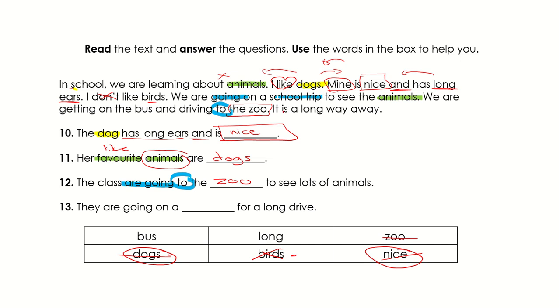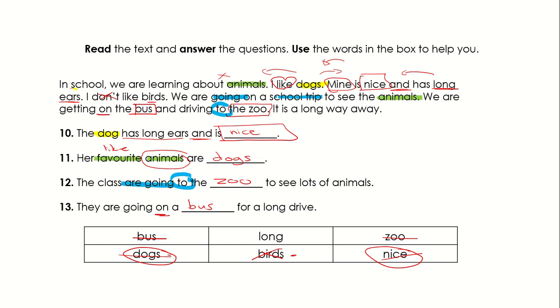It says it is a long way away. Now let's look before. They are going on a. We are going on a school trip. But school trip is not here. So we continue. We are getting on. Again, something they can get on, right? On a bus. They are getting on a bus.